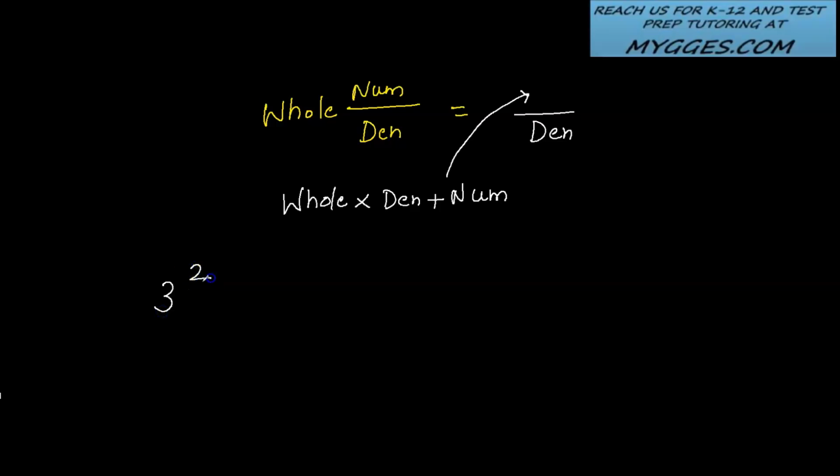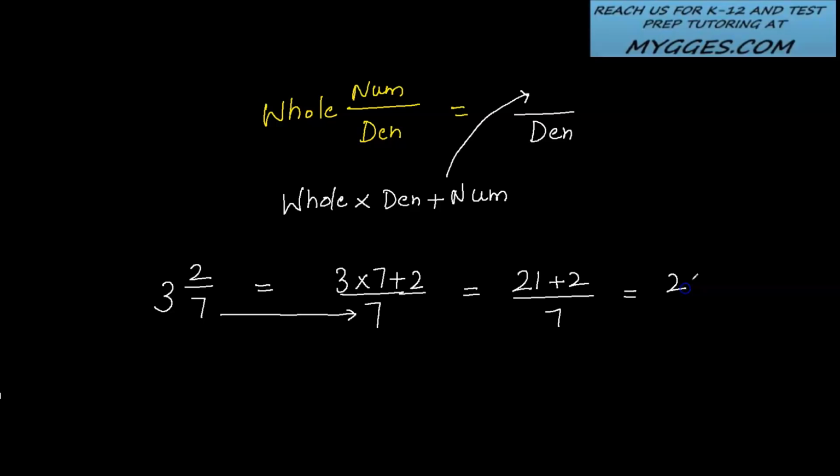Now let's try an example. Say 3 and 2/7. So as I've mentioned earlier, your denominator always stays the same. So this would be 7. And to get the numerator, we multiply 3 times 7 and then add it to the numerator, which is 2 here. So 3 times 7 is 21 plus 2, and that gives us 23 over 7. So this is our improper fraction form of 3 and 2/7.